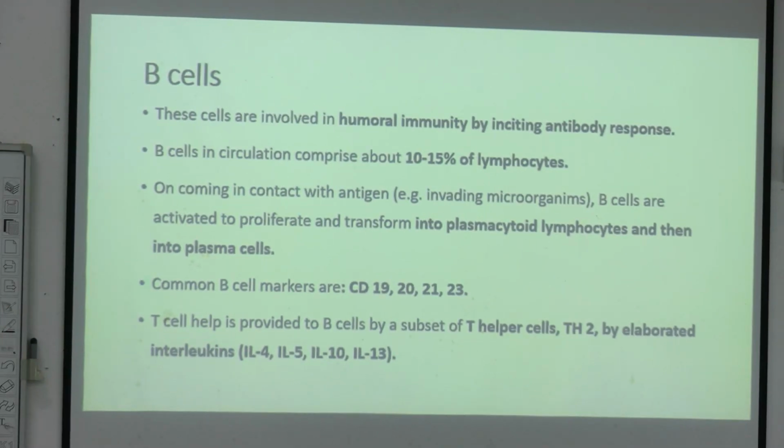T cells help B cells through the T helper cell. Helper T cells help B cells, that's why they are called T helper cells. They help B cells to produce immunoglobulins by producing interleukins IL-4, IL-5, IL-10, IL-13.